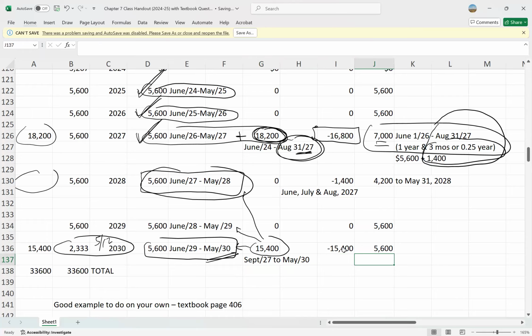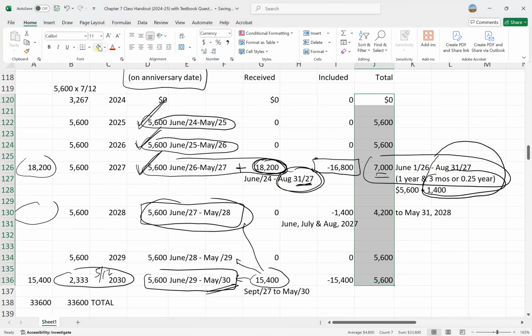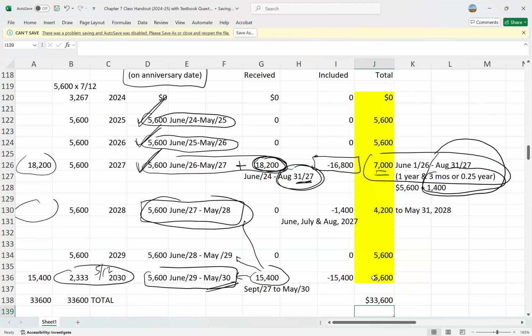Now, I'm going to just total up this column here, just to show you, let me just bold this, that we will still get 33,600. So if I total up this column here, we're still going to get a total of 33,600.